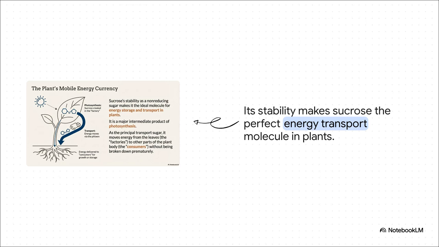It makes sucrose the perfect mobile currency for plants. Think about it. A plant makes sugar in its leaves through photosynthesis, but it needs to ship that energy down to the roots or out to the fruit. Sucrose is stable enough to make that whole journey without breaking down or reacting along the way.